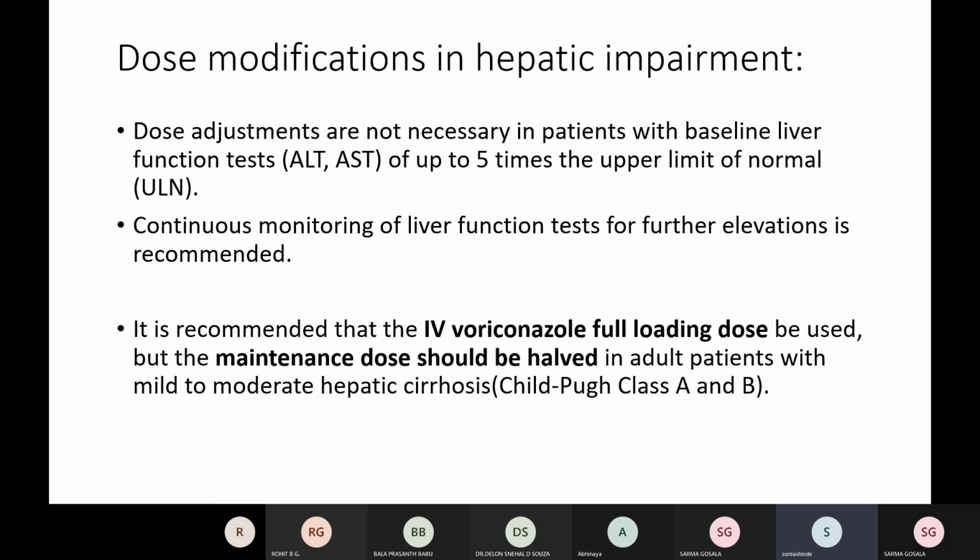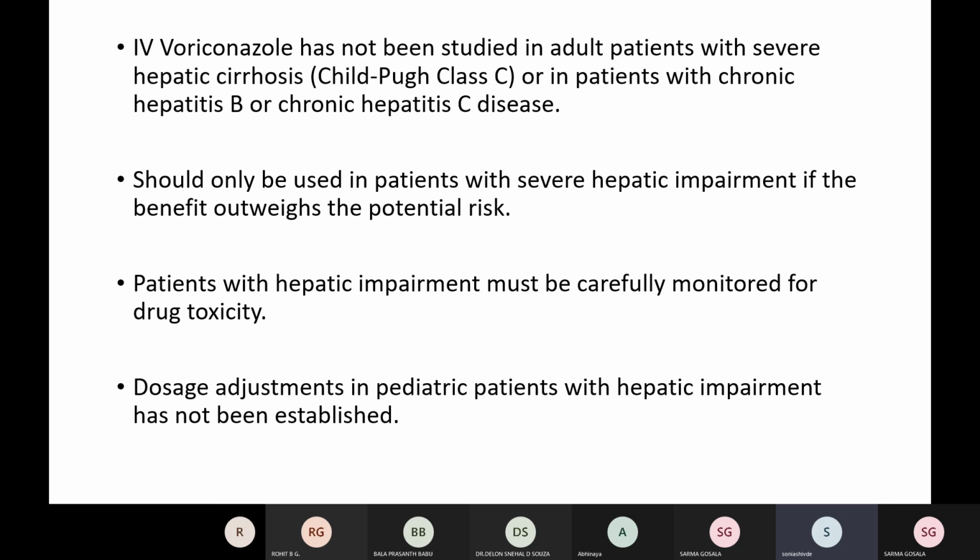It is recommended that IV voriconazole full dosing be used, but the maintenance dose should be halved in adult patients with mild to moderate hepatic cirrhosis, that is Child-Pugh class A and B. Voriconazole has not been studied in adult patients with severe hepatic cirrhosis, that is Child-Pugh class C, and in patients with chronic hepatitis B and chronic hepatitis C disease.